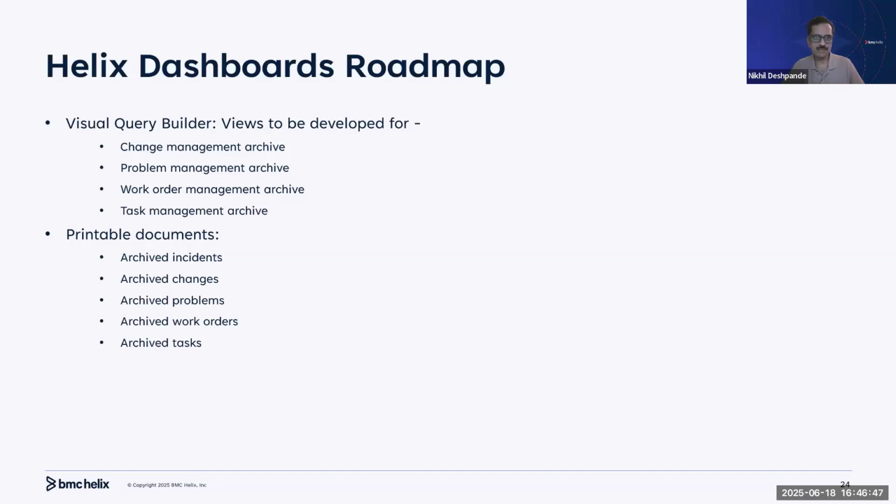So with that, we are reasonably certain that you'll be in a position to use Helix dashboards to generate dashboards of your archive data. And if you just want to pull up any record from archived incidents or changes, then the printable document utilities will help you do that. In addition to that, most other requirements for accessing archive data would be custom requirements. In that case, you'll have to develop your own custom reports to address those needs. With that, I'm going to hand it back over to Doug.